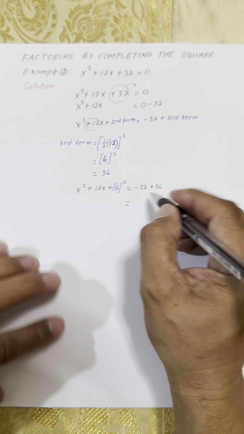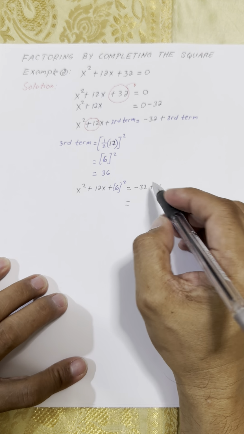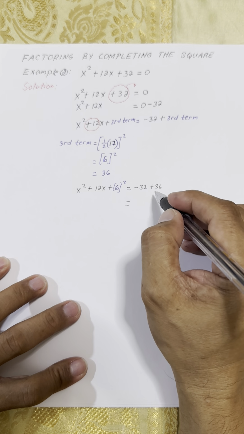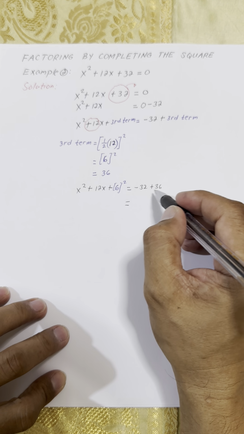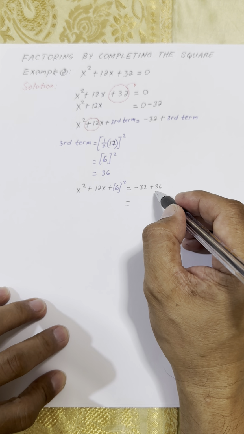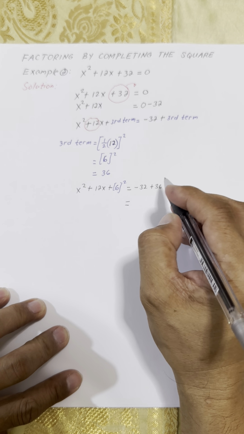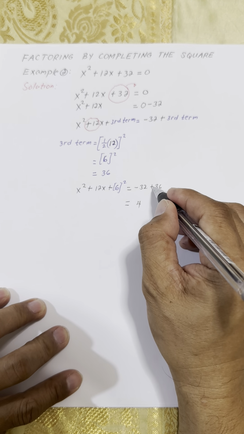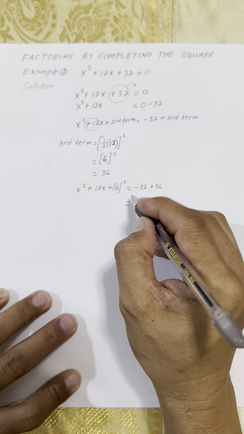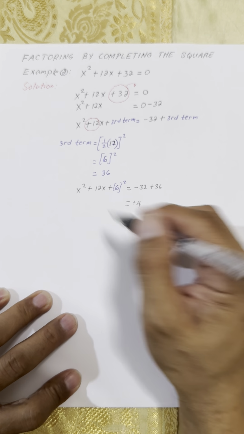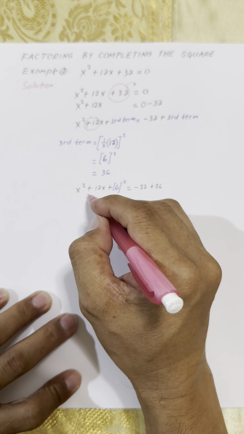So the next step is to simplify the right side. To simplify the right side, we apply the rules of combining numbers. There's only one rule, add. But if you're adding numbers of different signs, we have to subtract and then carry the sign of the bigger number. So 36 minus 32 is equal to 4. The sign of the bigger number is plus, so you have plus 4 here, or you don't need to write the plus.